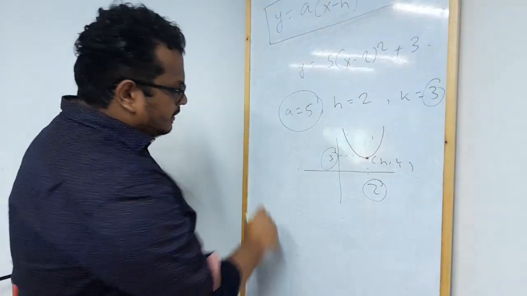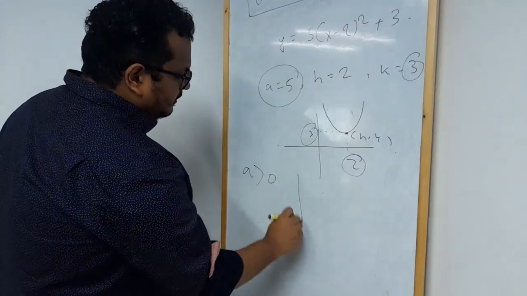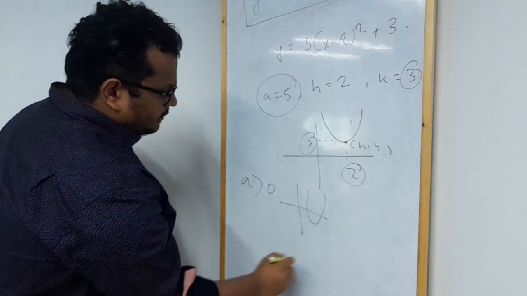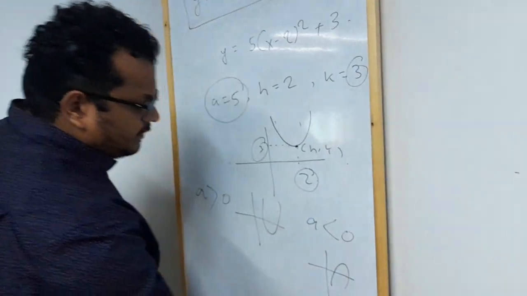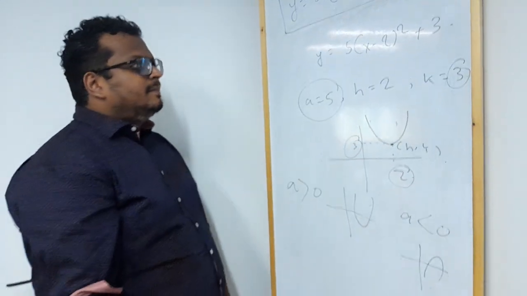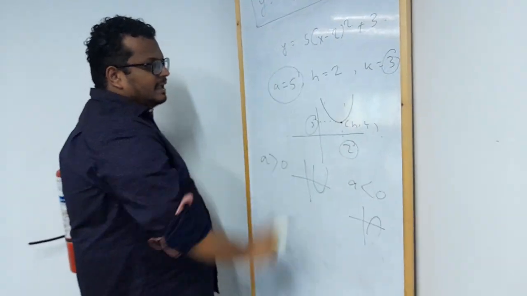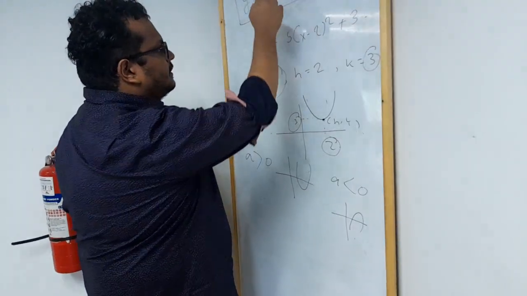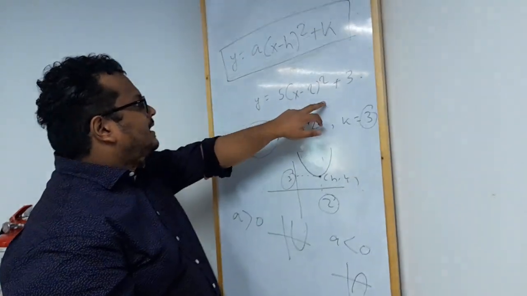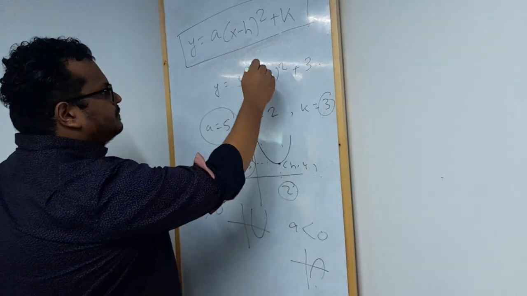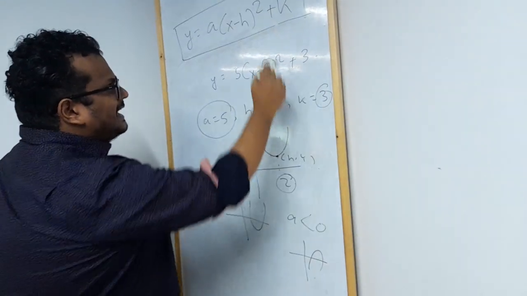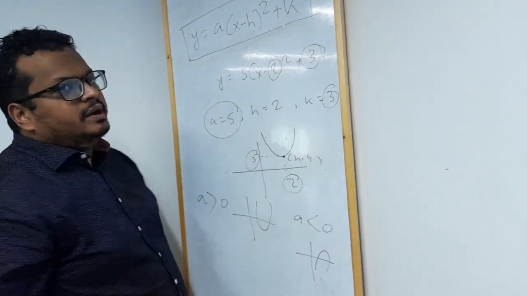If you remember, whenever a is greater than 0, the curve is a minimum, and when a is less than 0, the curve is a maximum. So whether your vertex is minimum or maximum depends on the value of a, and if you have an equation in this format, a times (x minus h) whole square plus k, h would be the x coordinate of the vertex and k would be the y coordinate of the vertex.